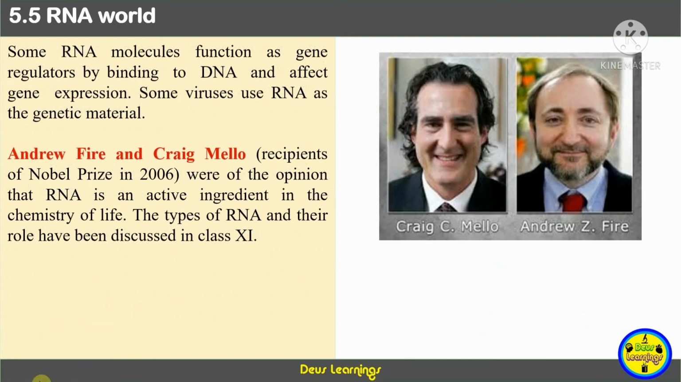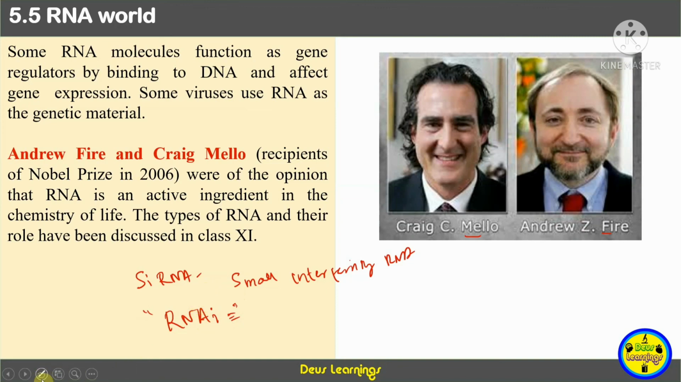Then in 2006, two scientists suggested that RNA has other functions also. They also act as a regulator. Some RNA molecules function as gene regulators by binding to DNA and affecting gene expression. Some viruses use RNA as a genetic material, you already know that. Andrew Fire and Craig Mello, this is Mello and this is Fire, in 2006 received the Nobel Prize for identifying siRNA, a small interfering RNA. The method they developed was called RNAi, which is known as RNA interference. RNA interference we'll study later.